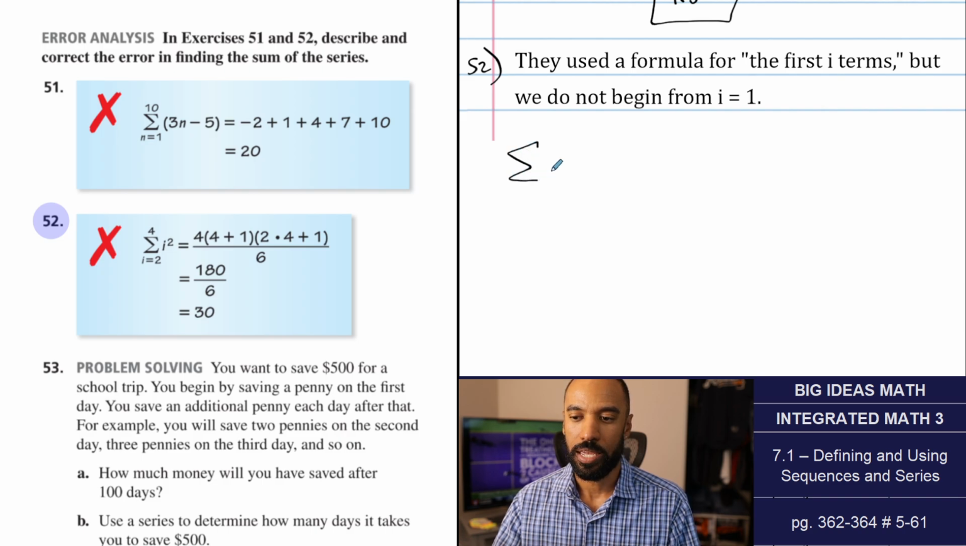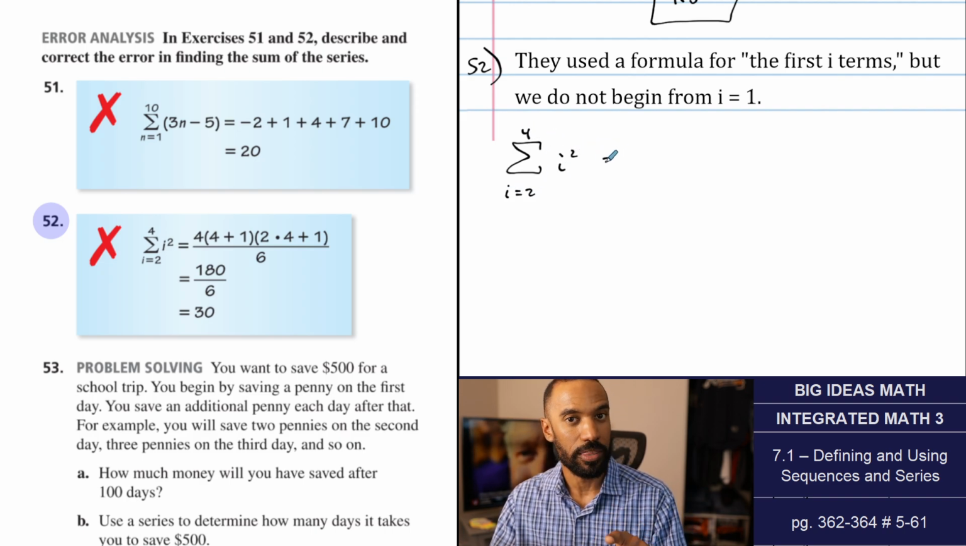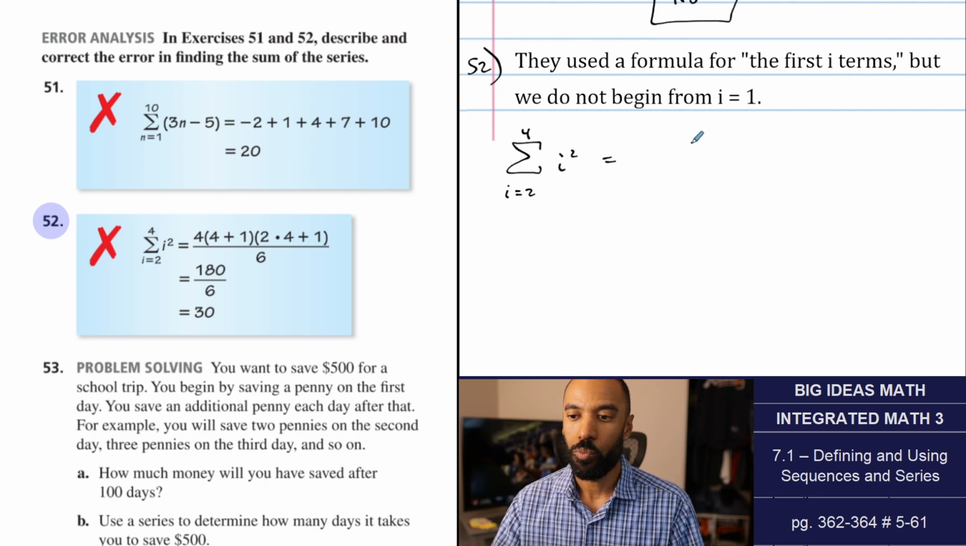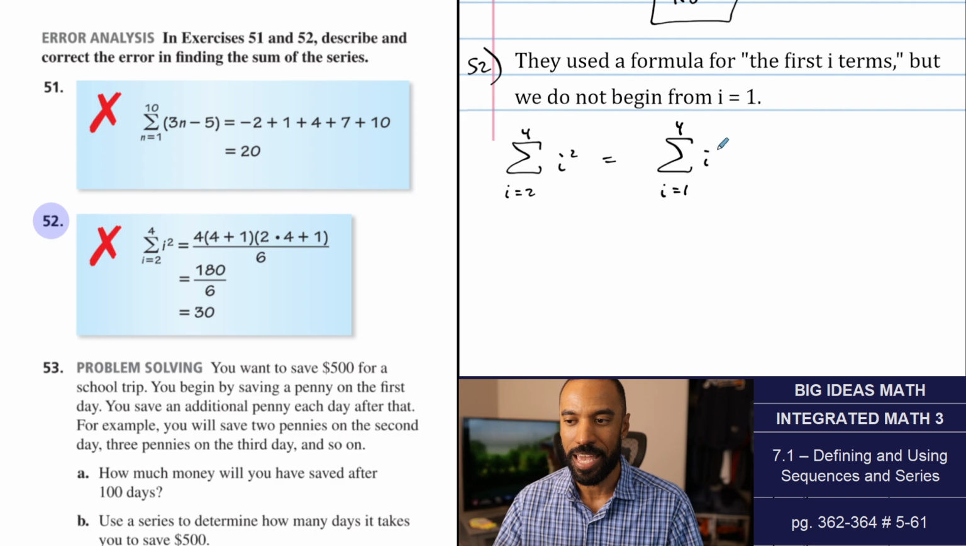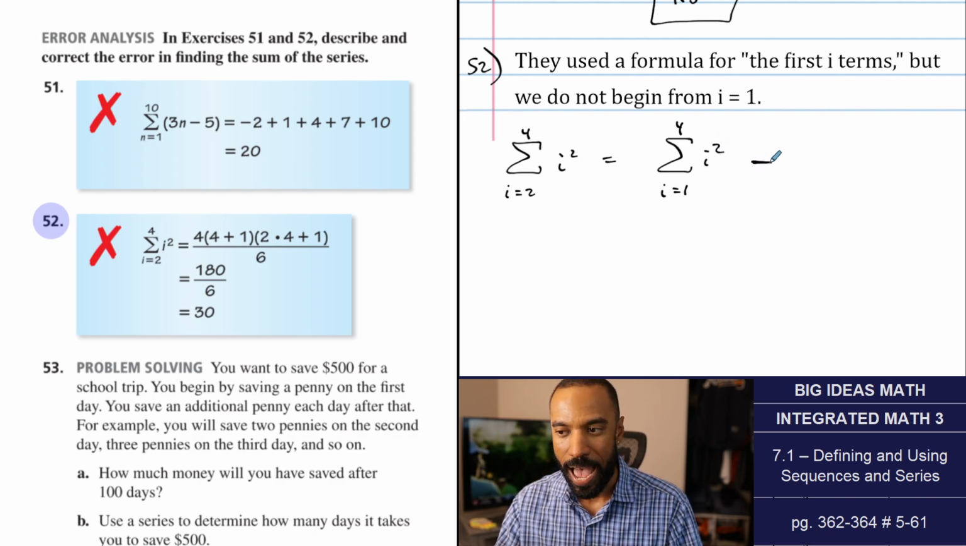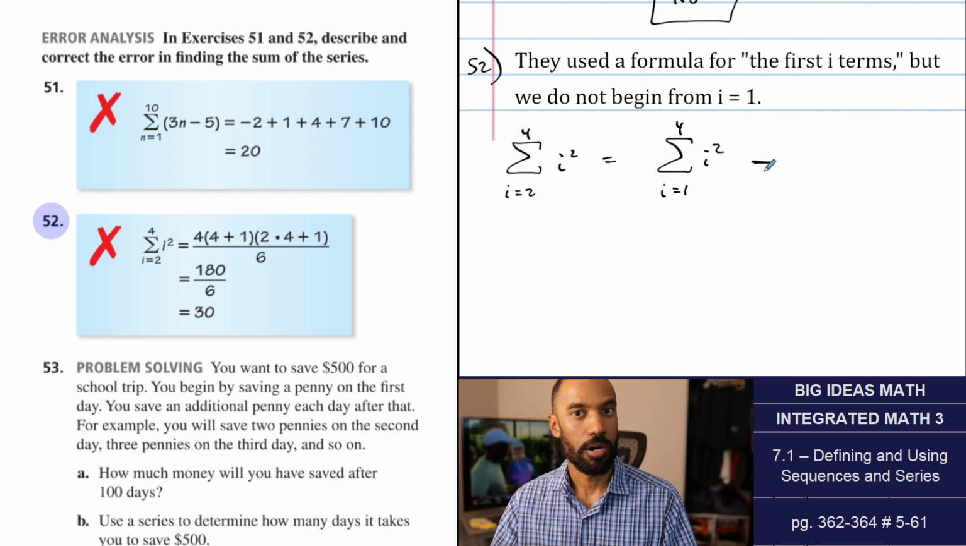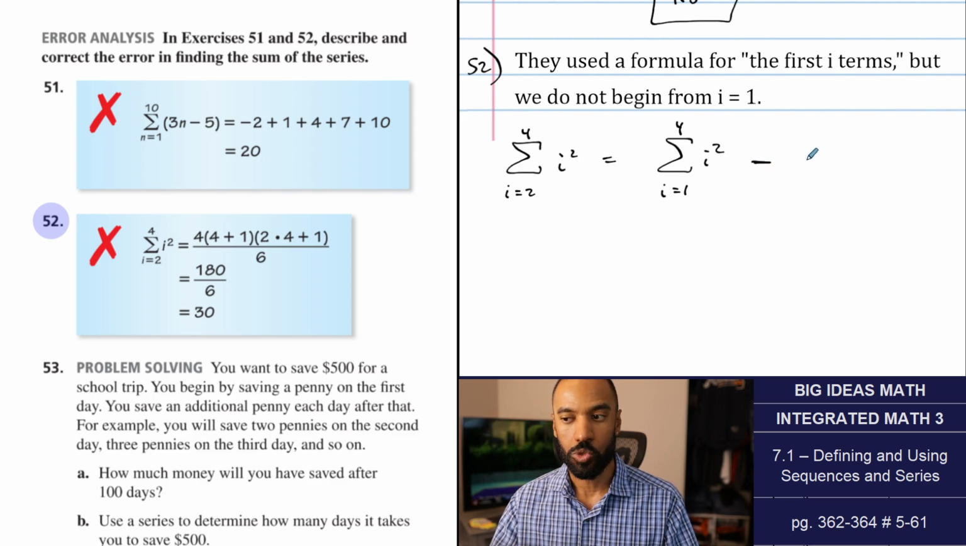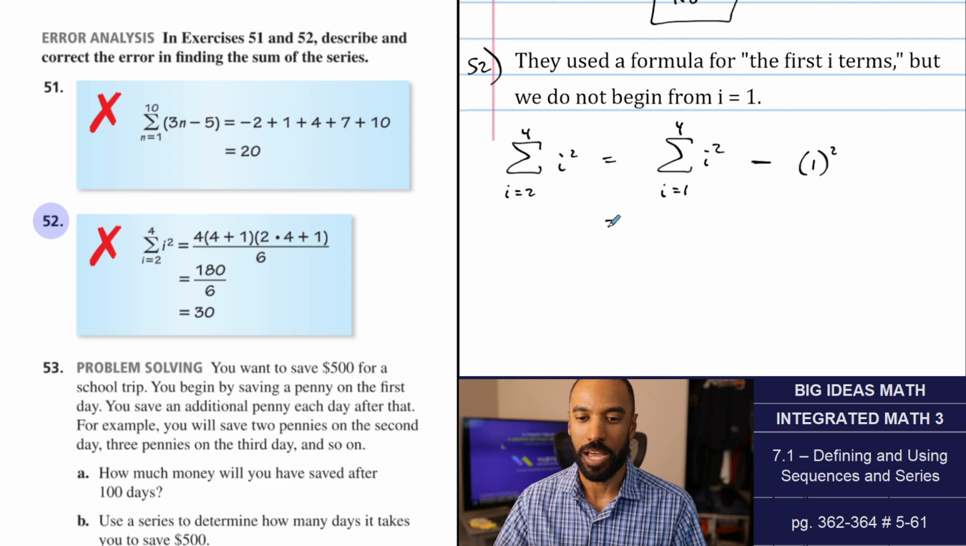I've got to fix my sigma. But when we do this, i equals 2 to 4 of i squared, you can do exactly what they did here, but that formula is for the first 4 terms like this. And then you've got to subtract the first term, which is 1 squared, which is 1, which means we're not doing much different. We just have to do 30 minus 1, which is 29.